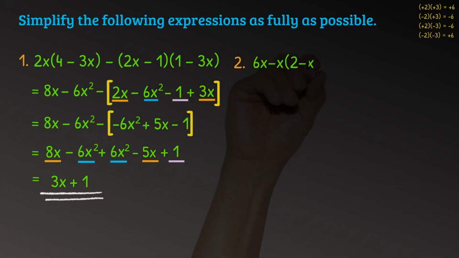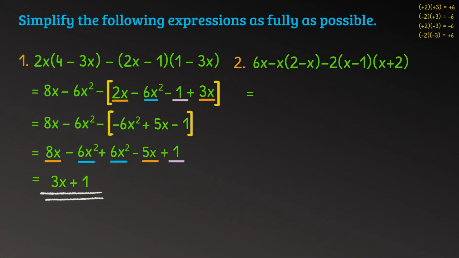In the next question, the first term, 6x, isn't multiplied by anything, so that stays the same. Then we multiply out the next bracket by timesing everything inside it by minus x. So minus x times by 2 is minus 2x, and minus x times by minus x is plus x squared. Then we're going to multiply out the last two brackets and put the result inside the yellow bracket.